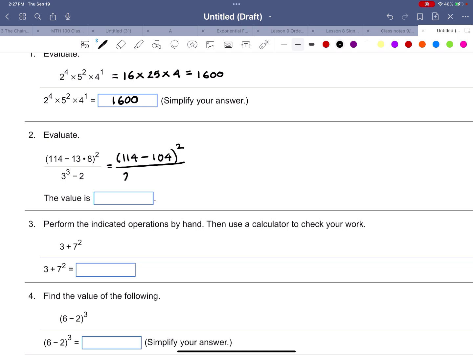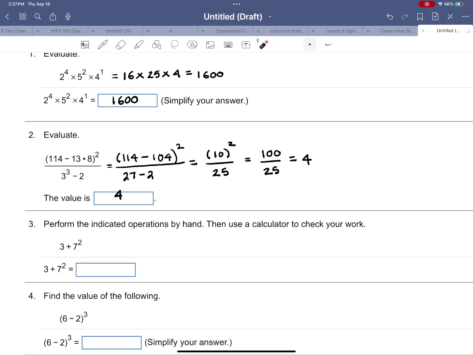So that's going to be 27 minus 2. Finishing up the top, 114 minus 104. That's going to be a 10 squared. And my denominator is a 25. So I still have to do my exponent on top now. That's 100 divided by 25. So my final answer is 4.